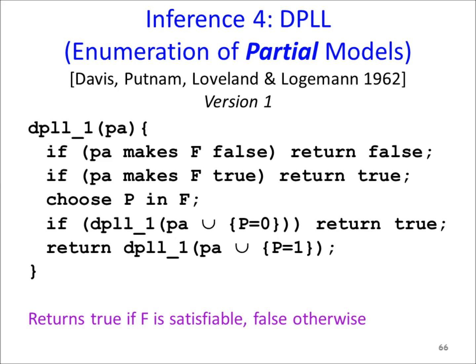If we are already at a node where f is false, return false. If we are already at a node that makes f true, return true. Otherwise, choose any variable p in this formula which has not been assigned so far and recursively search for the direction p equal to 0 and the direction p equal to 1 and hopefully one of them will return a true assignment. What is P? Partial assignment. P is a partial assignment.